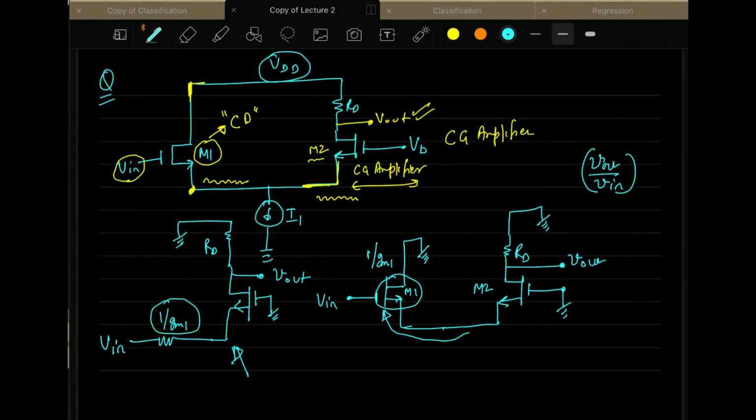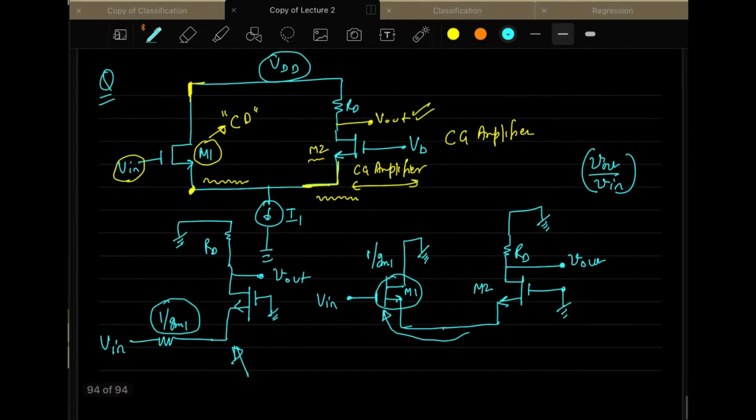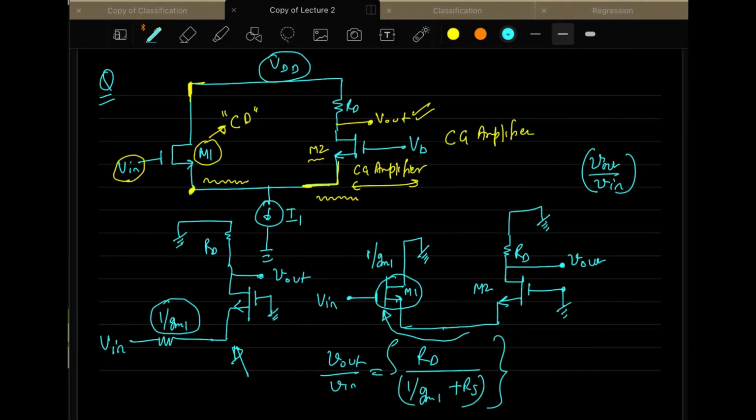So whatever gain that you have got for this particular circuit, that same gain will be used. So here we got RD over 1 over GM1 plus RS. So our gain will be V out by V in equal to RD over 1 over GM1 plus RS. This is the answer that we got from our earlier discussion.